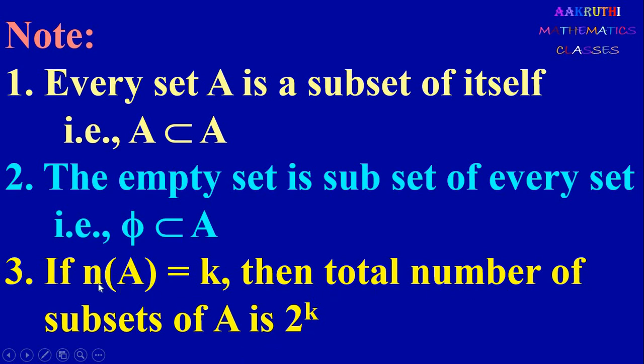That is, total number of distinct elements in A is K. Then total number of subsets is 2 to the power K. Suppose in one set we have one element. Then total number of subsets is 2 to the power 1, that is 2. For a singleton set, we get 2 subsets. If there are 3 elements in a given set, then total number of subsets is 2 to the power 3. 8 subsets we get.